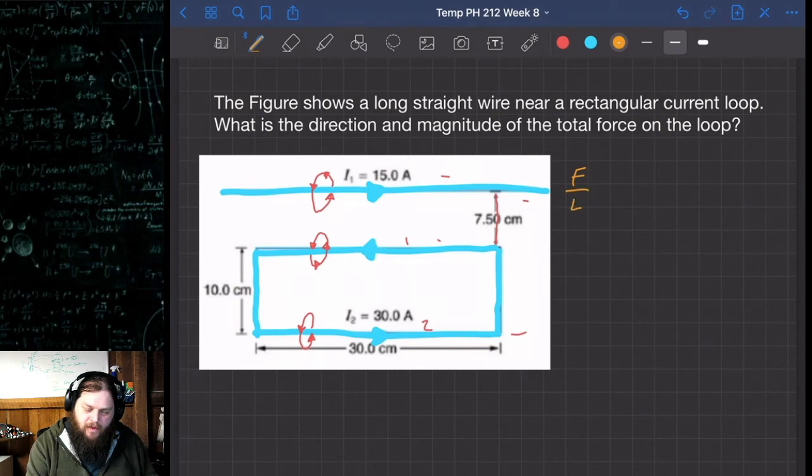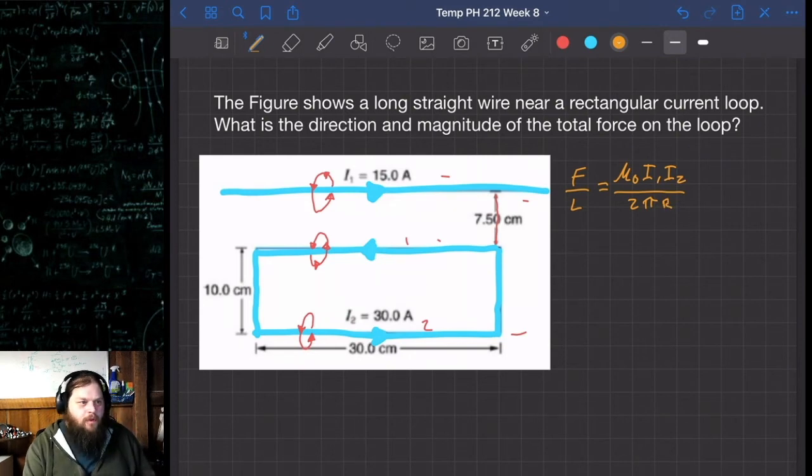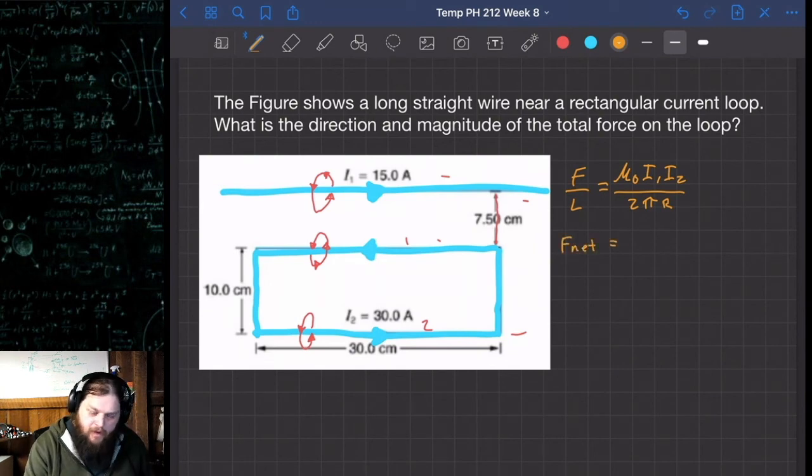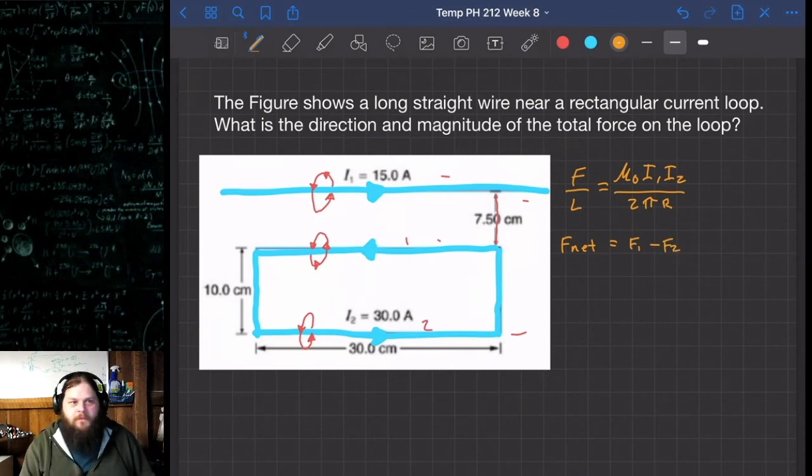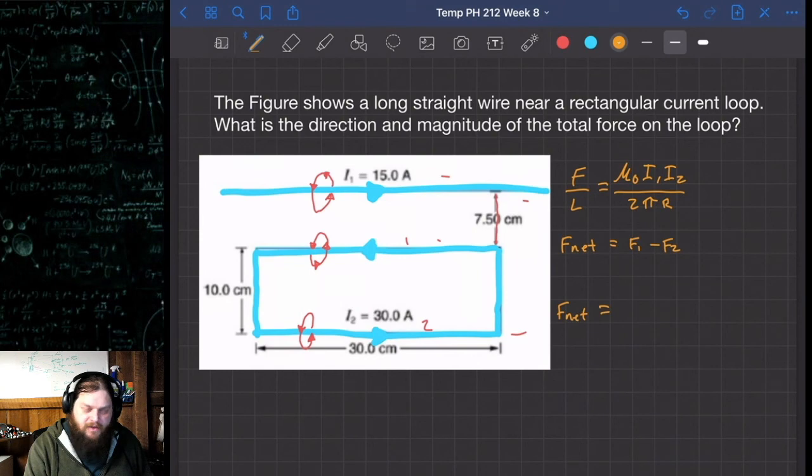The force per length is equal to mu naught I1 I2 divided by 2 pi r. In this case, we have two forces, though. We have the force of F1 and the force of F2. So we have to find the net force on both of them. The net force we could define, since one of them is going to be positive and one's negative, as F1 minus F2. So plugging in those values for force 1 and force 2 on there, we can see that the net force is going to be equal to mu naught I1 I2 divided by 2 pi R1 minus mu naught I1 I2 divided by 2 pi R2.